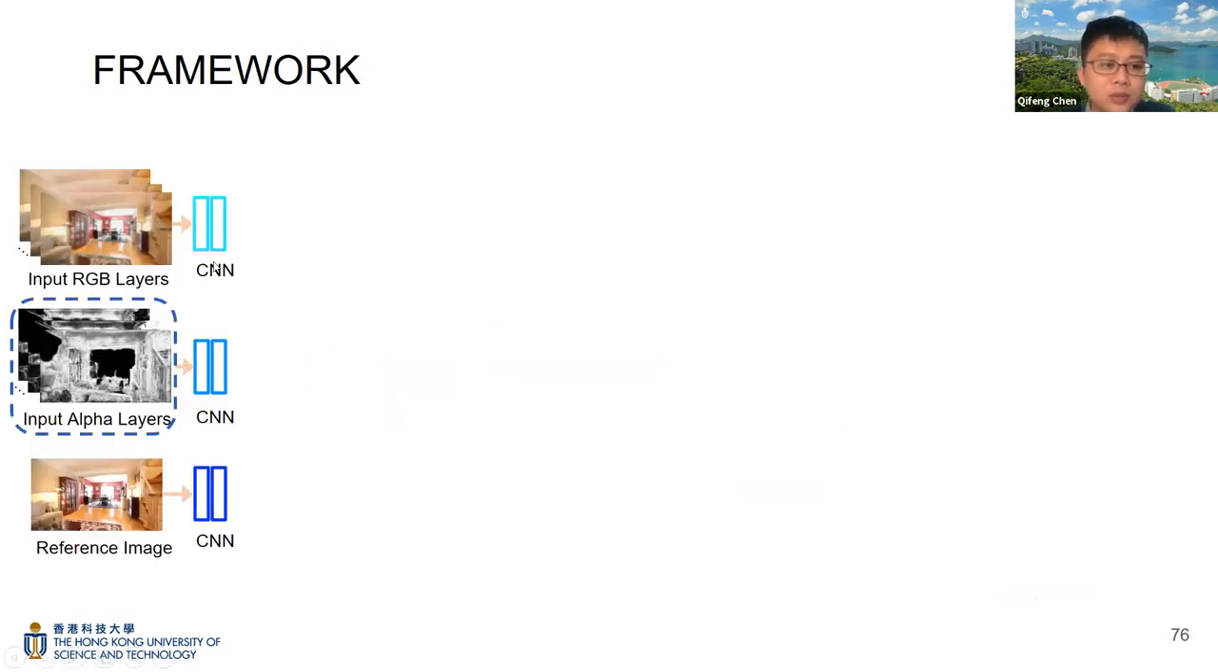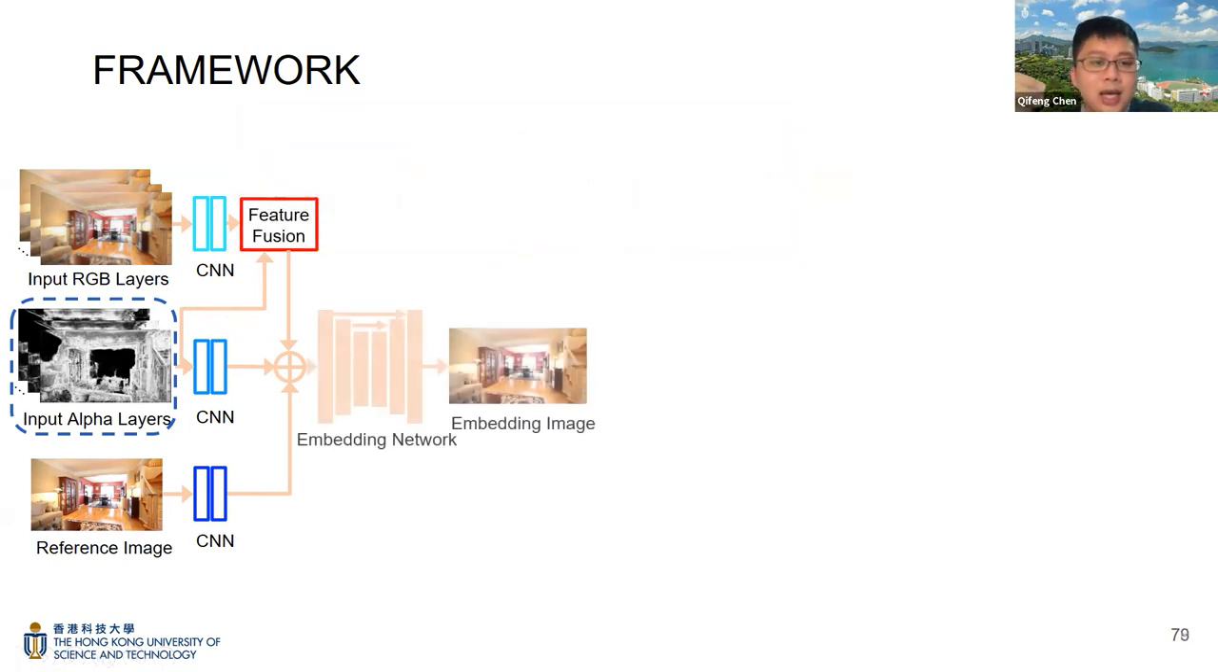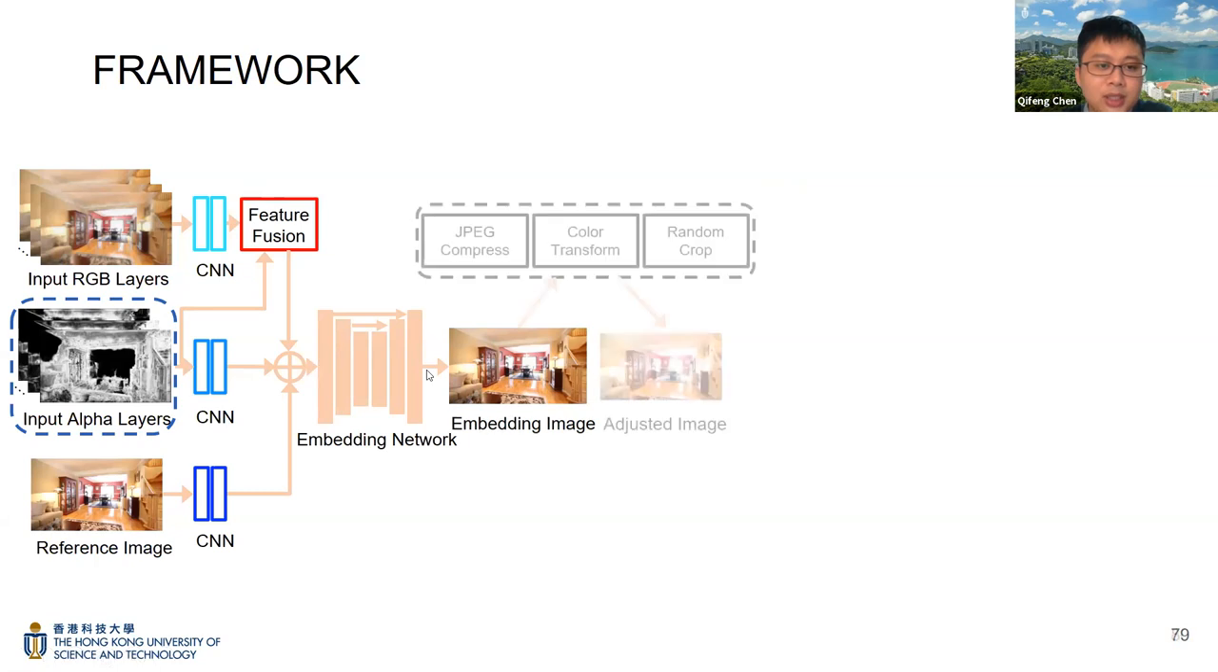So our framework would consider the following pipeline. The input would contain the input alpha layers and the RGB layers, so there are totally 128 channels. And we would have some feature fusion block that enhances the feature using a convolutional neural network, and also combines with the original reference image, where we embed some information in this image. And then at the end, we put it through an embedding network, then encoder.